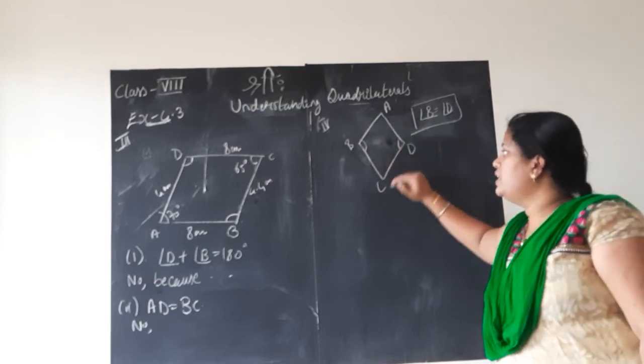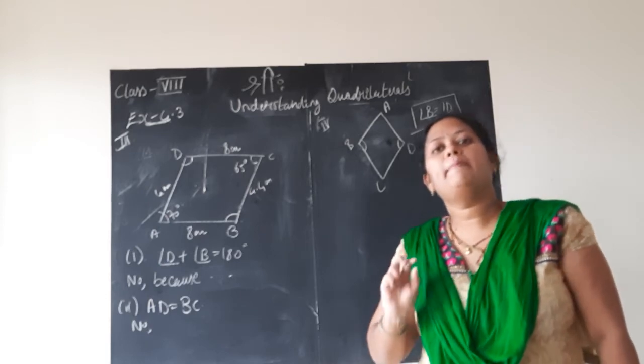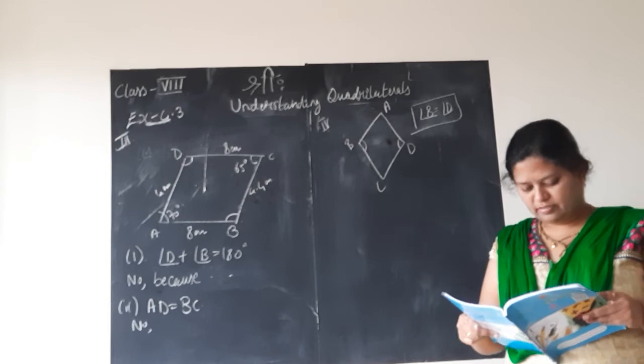And ABCD is not a parallelogram since the opposite sides are not parallel to each other. You will write that, that's all. Enough. That much if you write, it's enough.